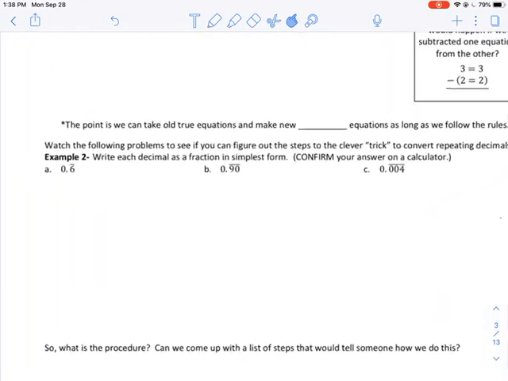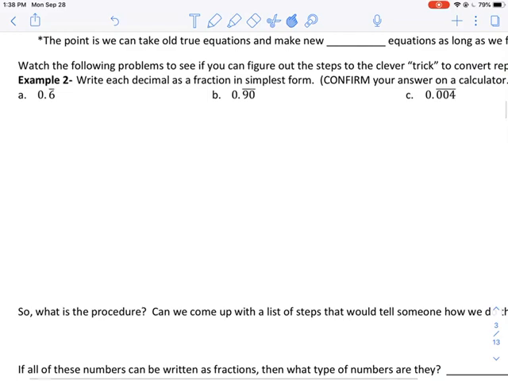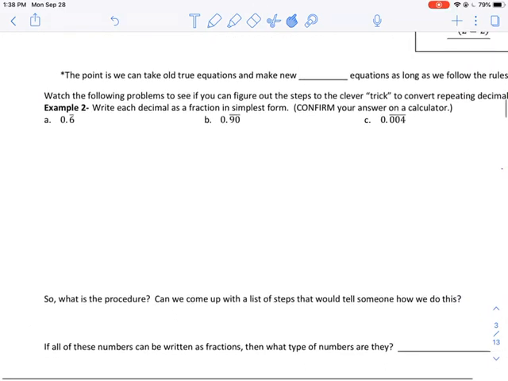Okay, so today we are converting repeating decimals to fractions. In an effort to make today's video shorter, I'm going to just skip ahead to example 2. It says to write each decimal as a fraction in simplest form.